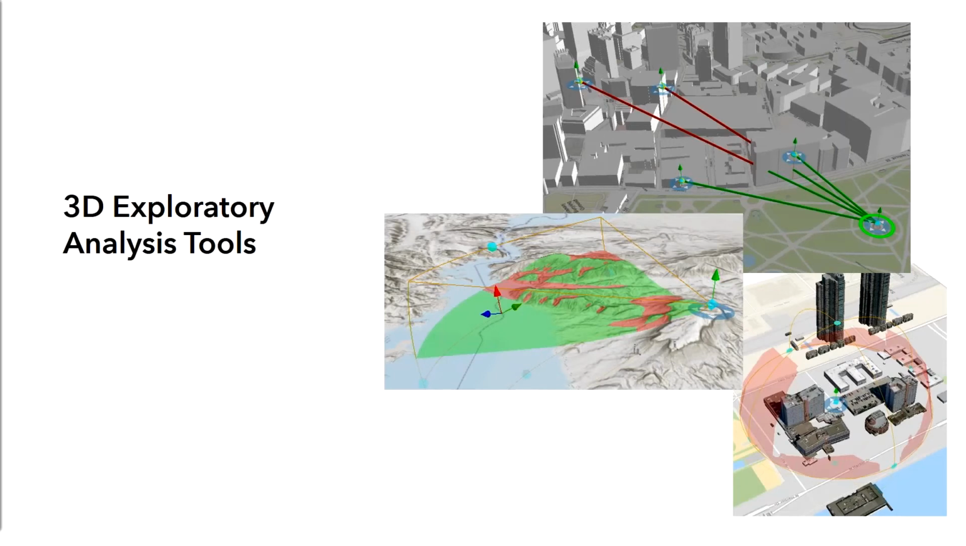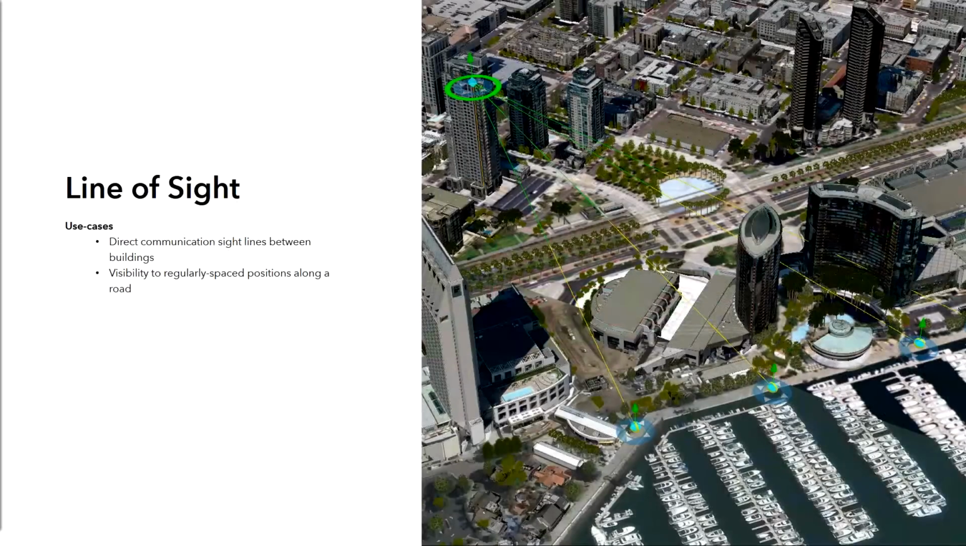So you may be wondering, how do we get started? Available with the latest release of ArcGIS Pro are the 3D Exploratory Analysis tools. These are a suite of interactive 3D analytical tools that can be used to quickly explore and understand your 3D content. The first tool in this new feature is line of sight. The line of sight tools allow you to understand the direct communication of sight lines between buildings or other objects. So you can have one observer to one target or one observer to many targets. You can also simulate camera positions within an area of interest.